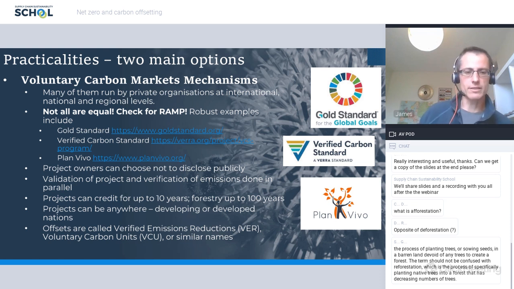And then there's the jargon they use to name their carbon offset credits: verified emission reductions, voluntary carbon units, and other names of a similar meaning. So there are some differences there.